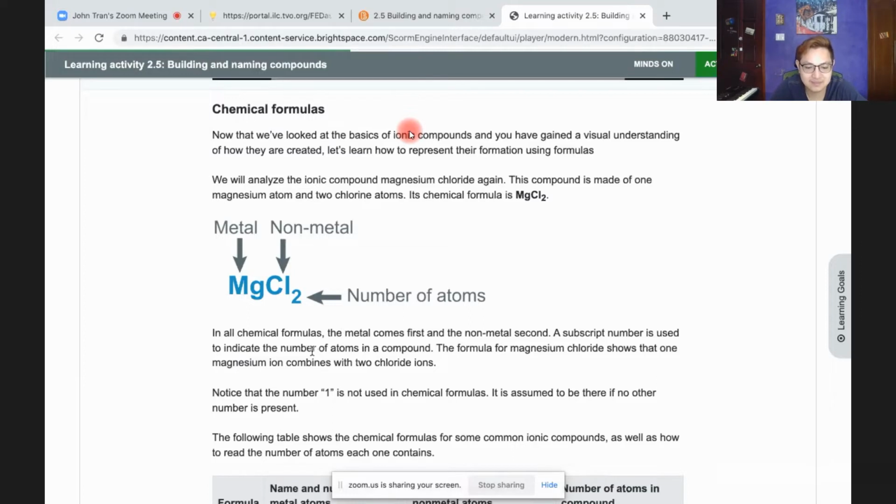In all chemical formulas, the metal comes first and the non-metal second. A subscript number is used to indicate the number of atoms in the compound. The formula for magnesium chloride shows that 1 magnesium ion combined with 2 chloride ions. Notice that the number 1 is not used in chemical formulas. It is assumed to be there if no other number is present.